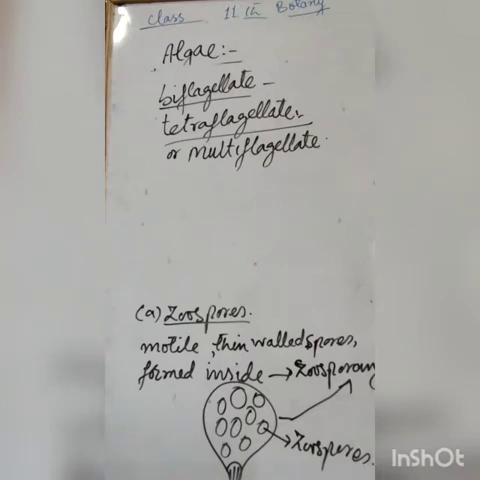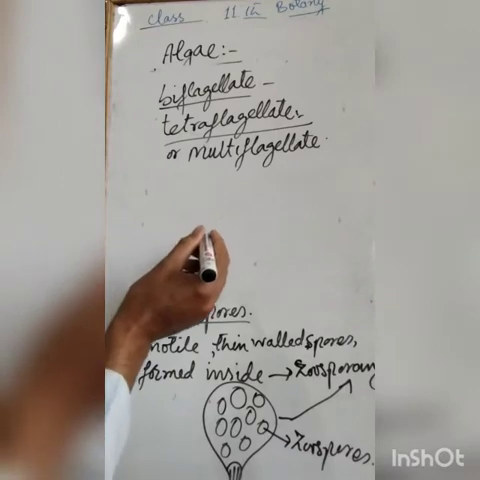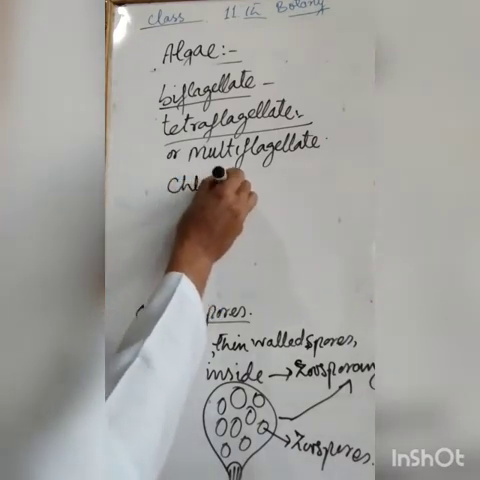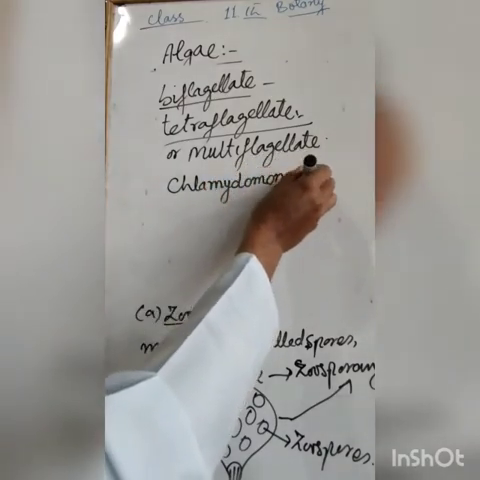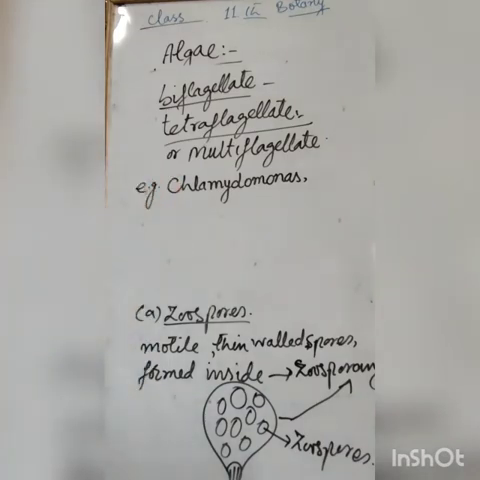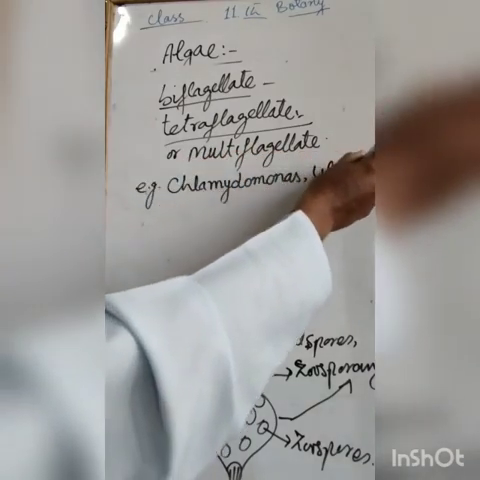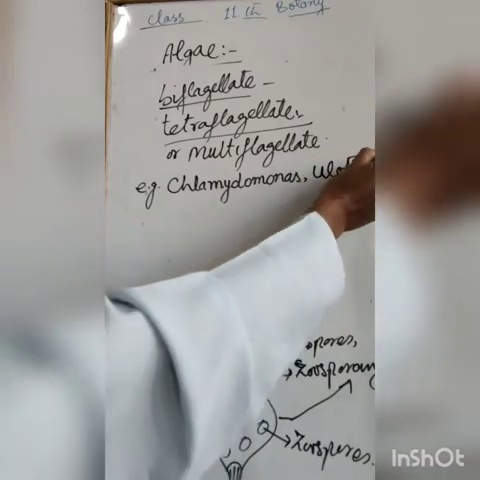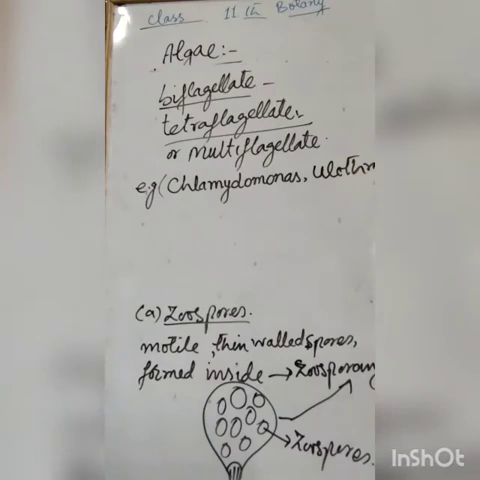Zoospores are common in Chlamydomonas, and there is another that we call Ulothrix. These are green algae. These zoospores are formed.